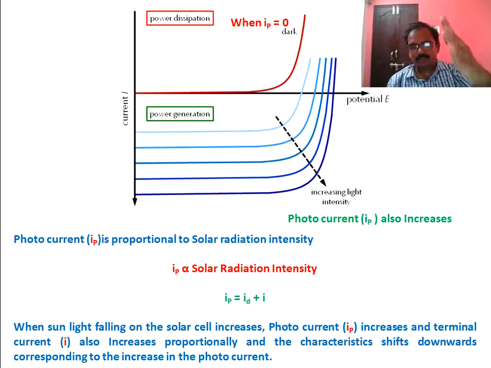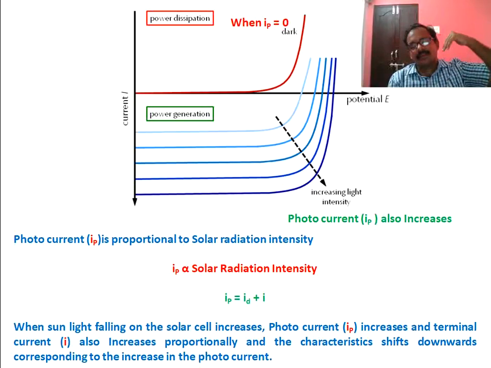In the first quadrant, that is whenever the solar cell is not fed by solar energy, then it is nothing but a passive element. It's the power dissipation. That is, whenever IP is equal to 0, these are called the dark characteristics of a solar cell. What are the dark characteristics of a solar cell? It is nothing but the characteristics of a PN junction diode. But whenever the photon current increases, the terminal current also increases and the curve shifts downwards.